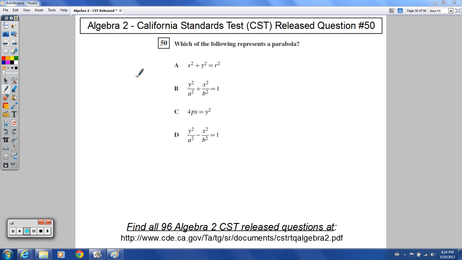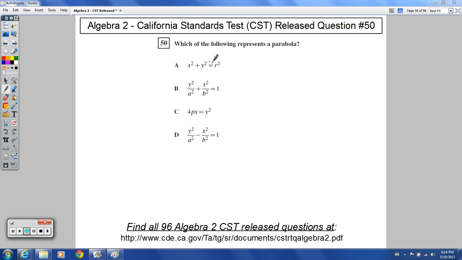Hey everybody, welcome to Algebra 2 CST release question number 50. It says, which of the following represents a parabola? And so I'm looking at these. I see these representing different kinds of conic sections, of which a parabola is one. But I can use process of elimination here to get rid of certain choices right away.